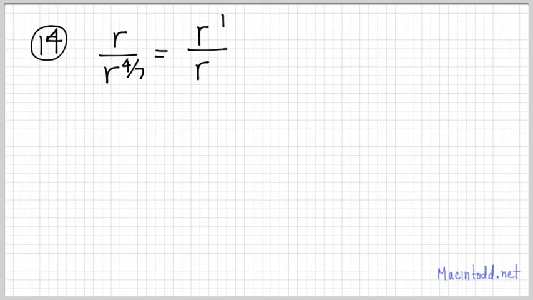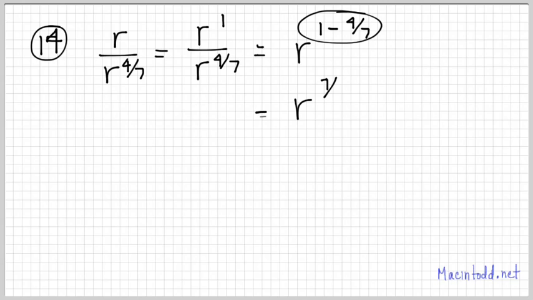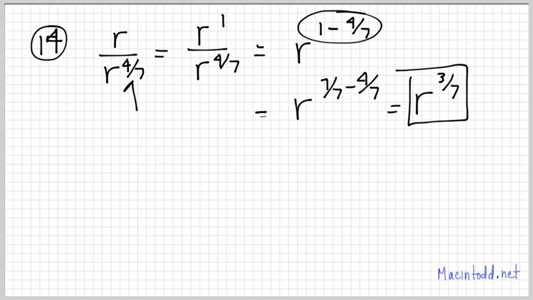Problem number 14. The directions are just simply simplify this radical. For this one, I would notice immediately that on the top I have an exponent of 1, which is bigger than 4/7. So I'm going to use the subtraction property of exponents and just go 1 minus 4/7. Now you can use your calculator for that, but I'm going to just get a common denominator of 7/7 minus 4/7, which is r to the 3/7. And now I don't have this radical in my denominator, and that's my simplest answer.